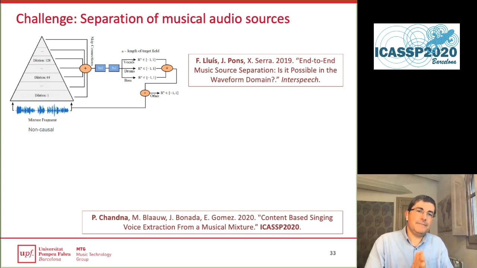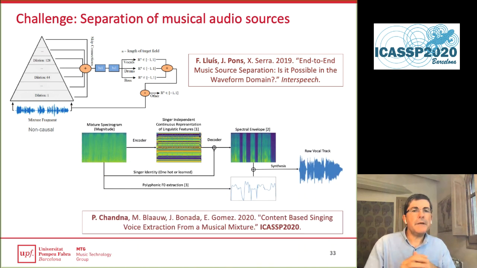One is a kind of standard deep learning approach using a waveform. So it's a sample-based source separation approach. And they compared a waveform approach with the more common spectral-based approaches, and they conclude that they can get comparable results to spectral-based if you have enough data, and they did some examples that showed some promising results.